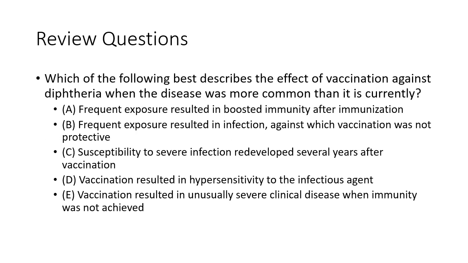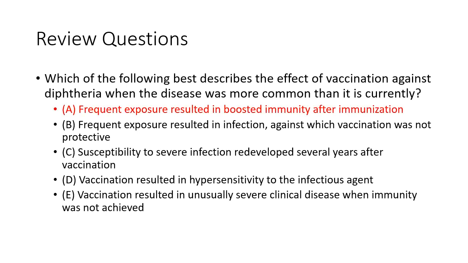Which of the following would best describe the effect of vaccination against diphtheria when the disease was more common than it is currently? Right now, diphtheria is not very common. Let's say back in the day when vaccines were starting to come out, but diphtheria was much more prevalent in the population. Which of the following could best describe that situation? We could say that frequent exposure resulted in boosted immunity after immunization. You could say frequent exposure resulted in an infection against which the vaccination was not protective. We could say susceptibility to severe infection redeveloped several years after vaccination. Say vaccination resulted in hypersensitivity to the infectious agent, or vaccination resulted in unusually severe clinical cases when immunity was not achieved. So again, people are getting vaccinated, but the disease is still pretty prevalent.